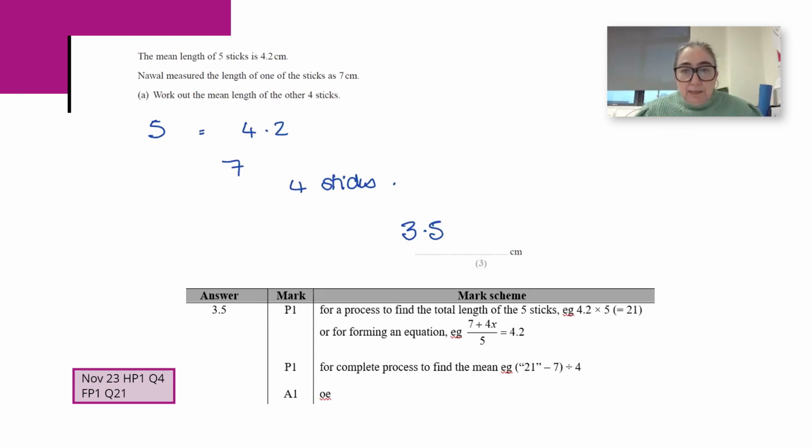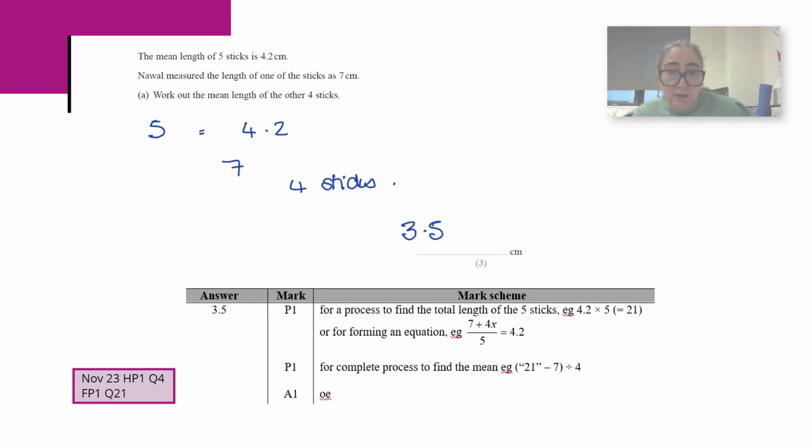So this is a prime example. It doesn't say you must show all your working. It just says the mean length of 5 sticks. When you're looking at what the student has done, he's written 5 is 4.2 because there's 5 sticks. He has then said 7 and then just written 4 sticks. But the answer there is clearly 3.5. So if you see there, it says 3.5. It doesn't say you must show its working. This has been classified as a problem-solving question, hence why it's a P mark, not a method mark.